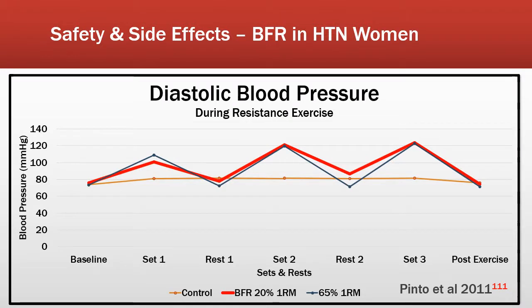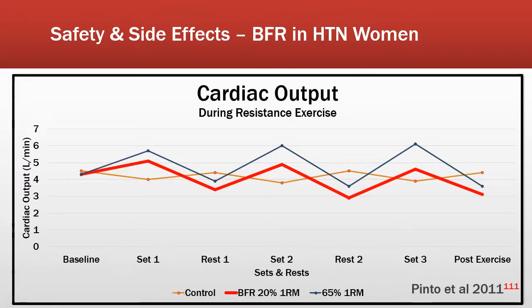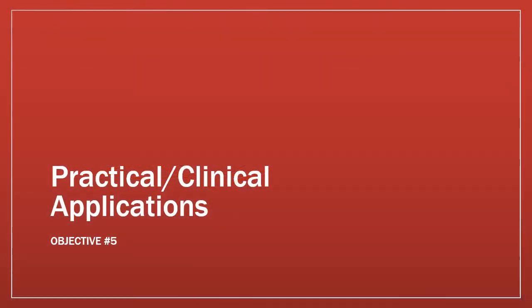The diastolic blood pressure. So during resistance training, you can see that really a same effect here, where the BFR was really no statistically significantly different from the 65% 1RM. Okay, cardiac output, same story. There was actually more stress on the heart over the 3 sets for the 65% 1RM versus the BFR.